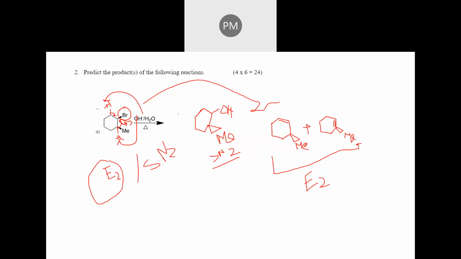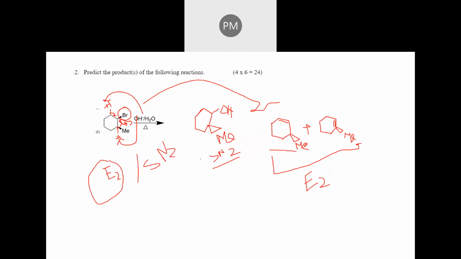So the hydrogen below the plane will be abstracted by that nucleophile, OH minus. It can abstract this hydrogen, so that the bonding electrons come here, making a double bond, and the bromide is liberated out, so we get this product.